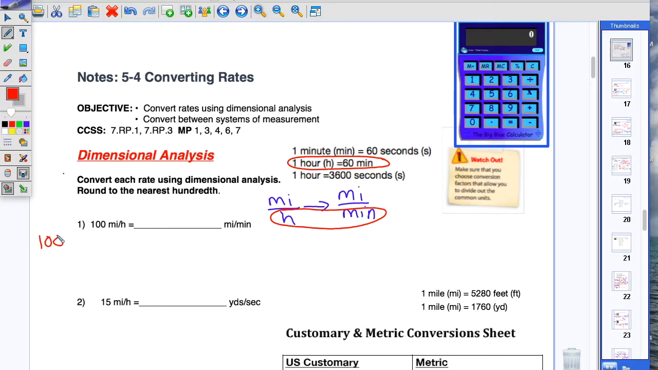So start with the original, 100 miles over 1 hour. You want to multiply by the conversion factor. And when you're multiplying by the conversion factor, you want to make sure your units cancel out. So hours is in the denominator, you want to put it in the numerator, and minutes in your denominator. Attach your 1 hour is equal to 60 minutes. The little watch out box says make sure that you choose conversion factors that allow you to divide out the common units. That means that you have to have 1 unit in the numerator and are able to divide it out if it's in the denominator. Hours divides out, so you're left with minutes.